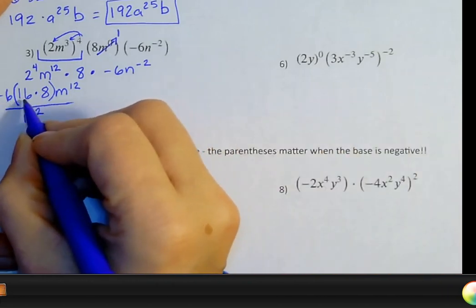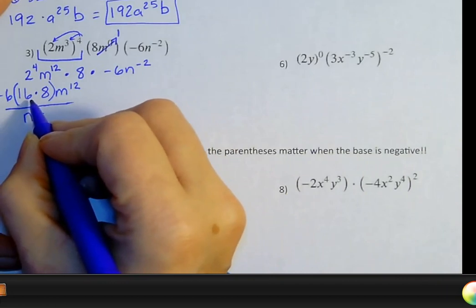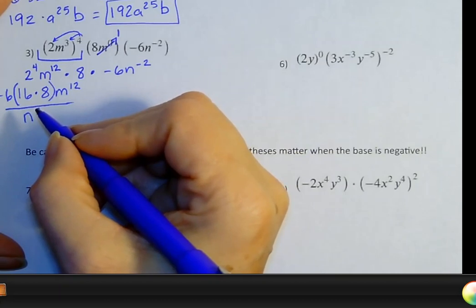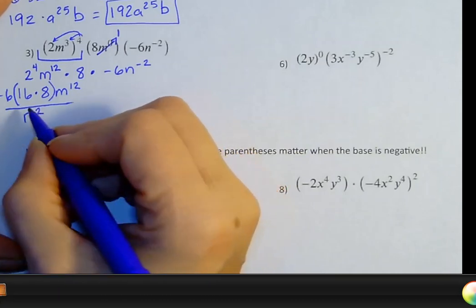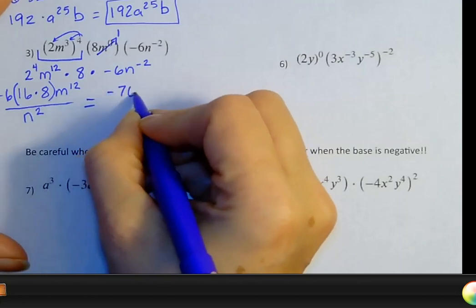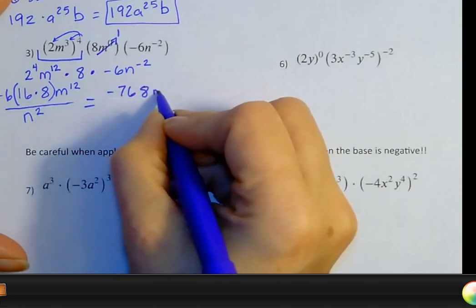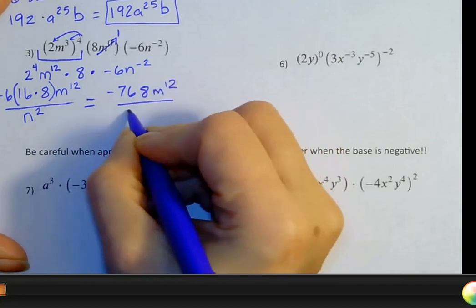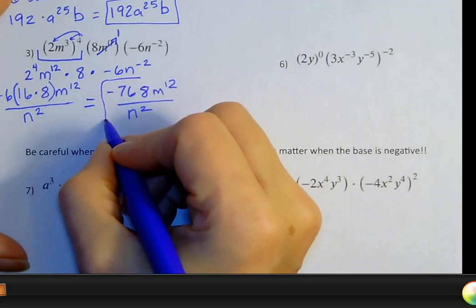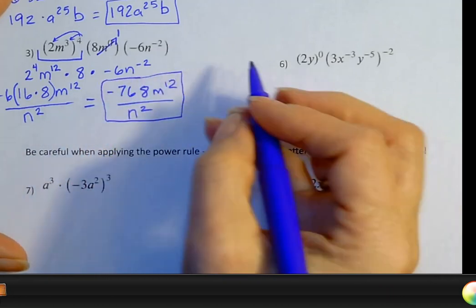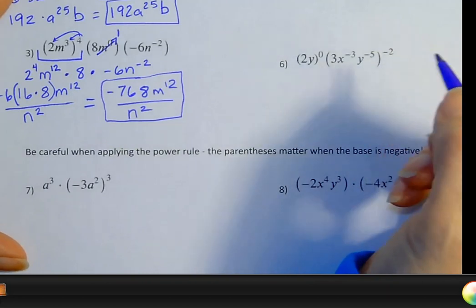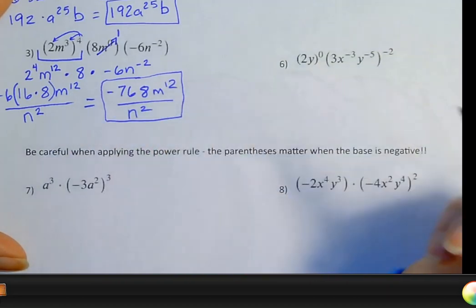All right, let's see if I can do this big math. I'm going to do 16 times 8 times negative 6. 16 times 8 is 128, and then times negative 6. That's all going to equal this big number, negative 768 m to the 12th over n squared. If all went well, I didn't lose any negatives, I didn't forget about any of my exponents that were hanging out there being invisible, and I did my math right.